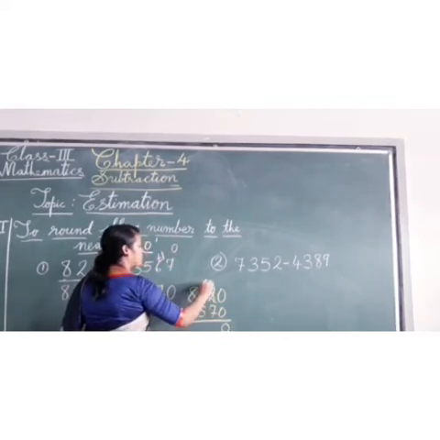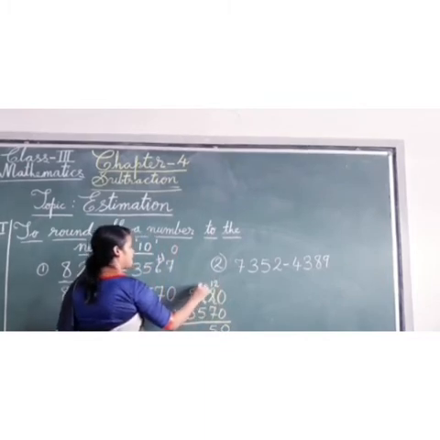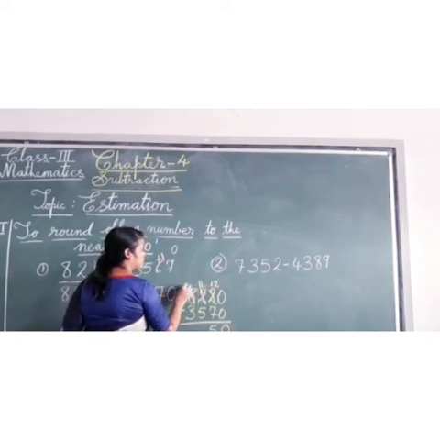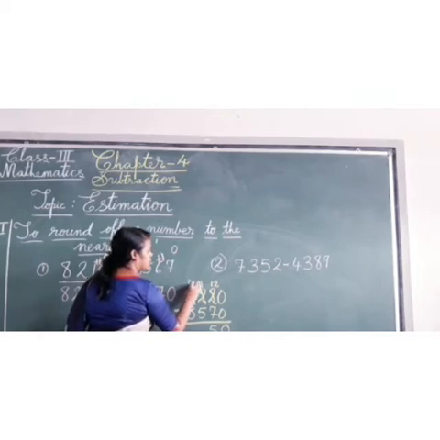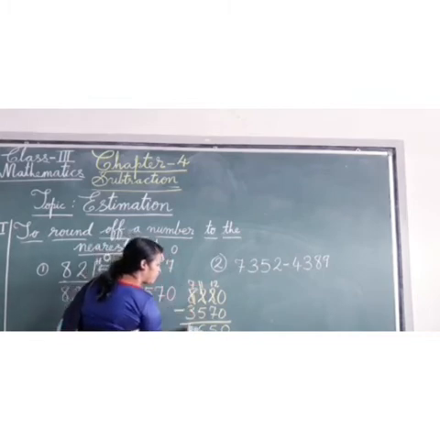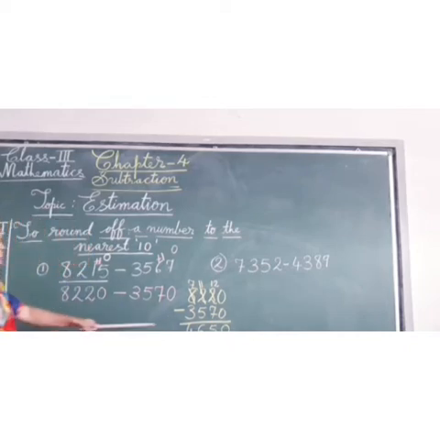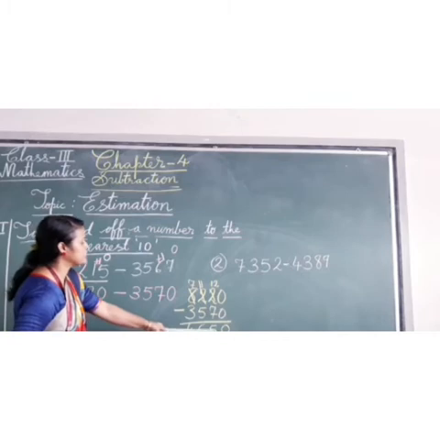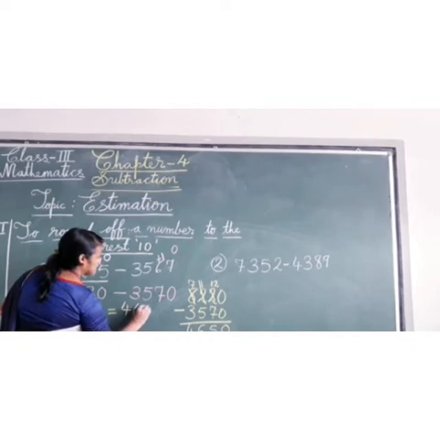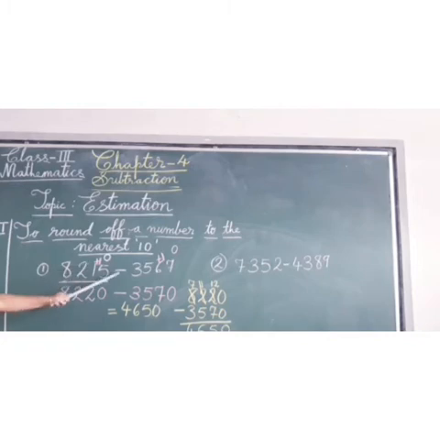Here we have to borrow from here, and 12 minus 7 is 5. Here we have only 100, we cannot subtract, so we take 1,000 from here, and here it will be 7. 11 minus 5 is 6, 7 minus 3 is 4. The estimation of the calculation is 4,650. Here we are getting the answer as 4,650.